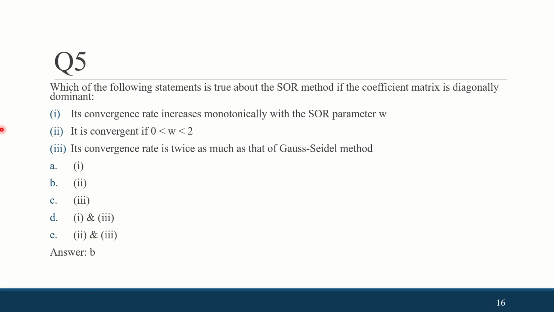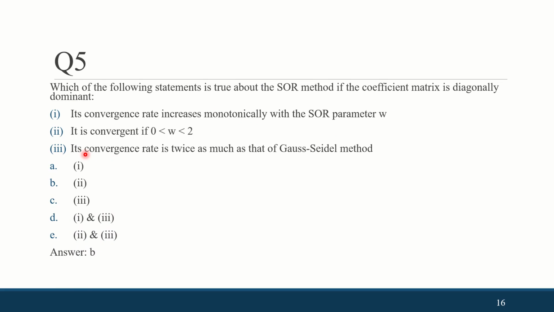So basically the question that was asked was, which of the following statements is true about the SOR method if the coefficient matrix is diagonally dominant? In this system it is given that the coefficient matrix is diagonally dominant, because that is an important criterion when it comes to SOR-like techniques, where we are focusing on iterative techniques. So since diagonal dominance is given, the condition is satisfied. Its convergence rate increases monotonically with SOR parameter omega. It is convergent if it is between 0 and 2. Its convergence rate is twice as much as that of the Gauss-Seidel method.